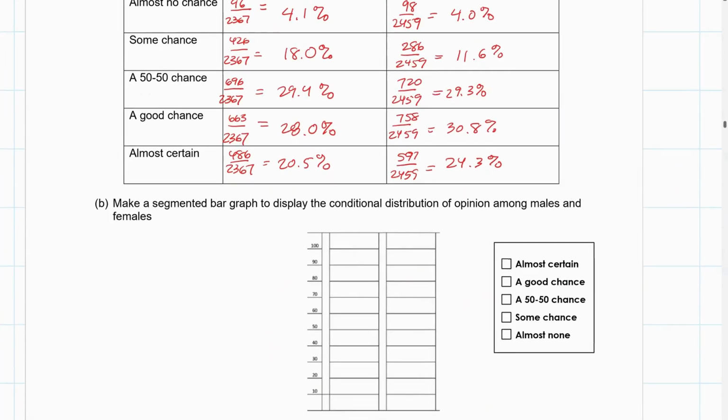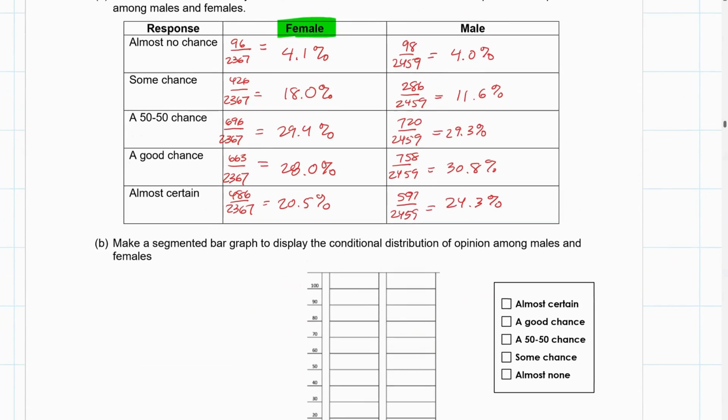All right. Now, these segmented bar charts are a little bit difficult to make. We'll start with the almost none category, right? And we're also going to say what we got here. Here are the females, and here are the males.